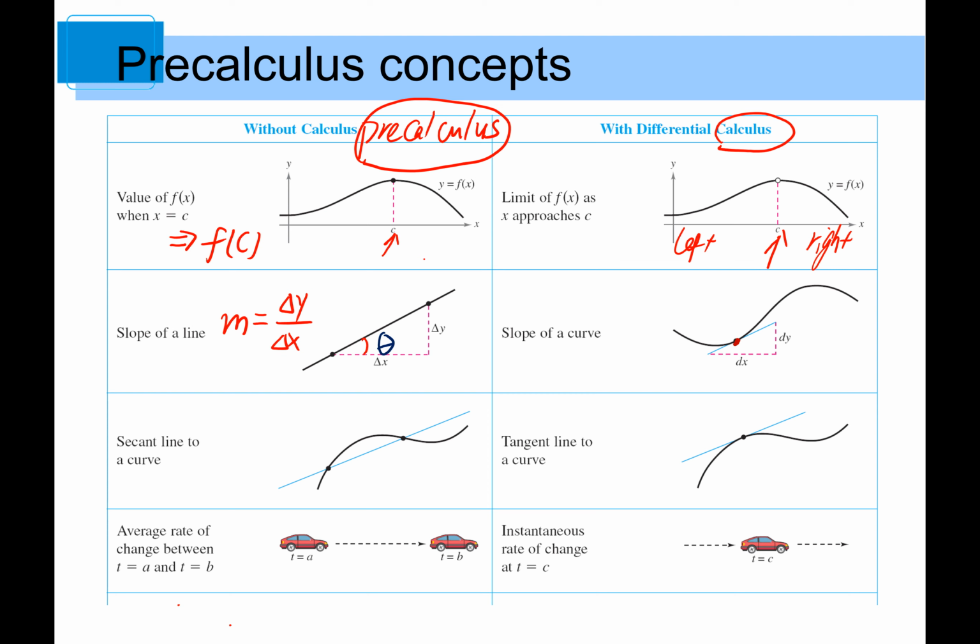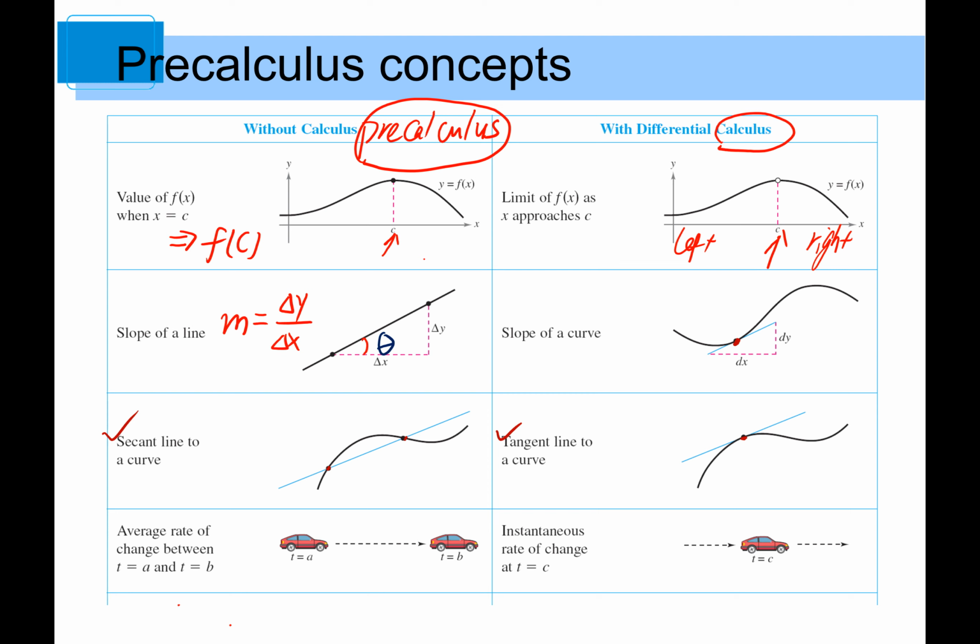In precalculus, we already know the secant line to a curve, which is two points that give us a slope, right? The slope will determine the secant line. Here, in calculus, you will learn the tangent line. The tangent line to a curve is a line passing through the point, and it's going to be perpendicular to the point.